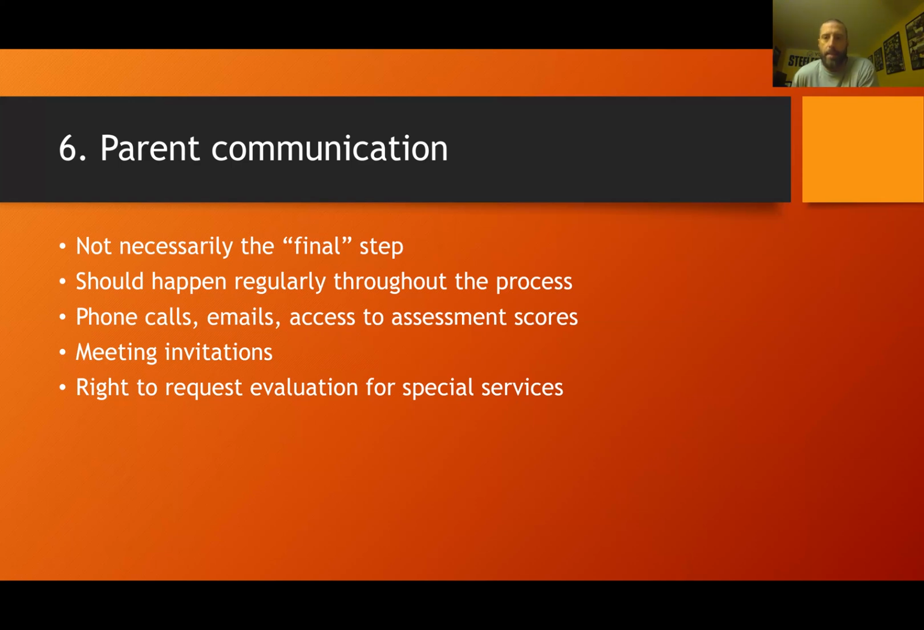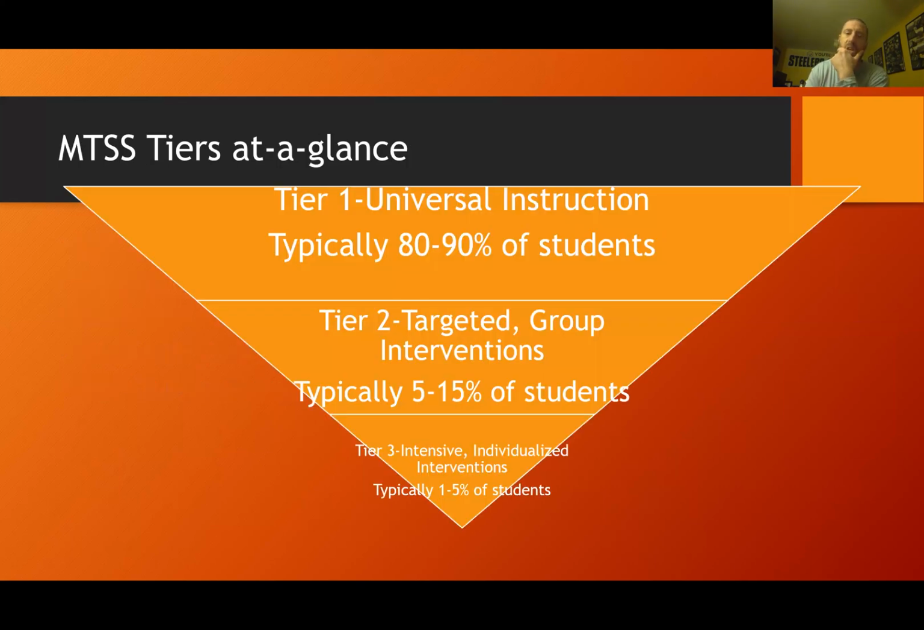They should be invited to any meetings that take place regarding their student and these intervention decisions. And then parents need to be made aware that they have a right to request an evaluation for special services, because a lot of them don't know that they have that right to request a meeting. Parents often just sort of think that the schools just decide and tell us that. So these are all ways that parents should be involved in this process.